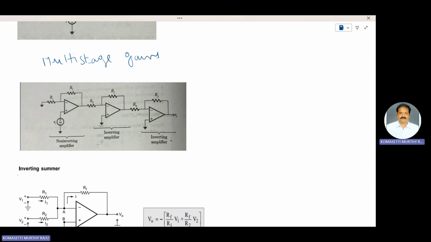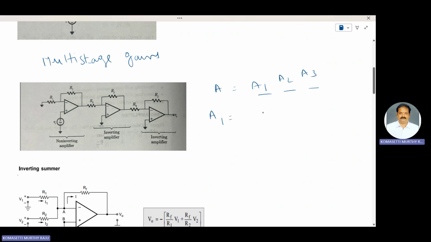Third stage is also an inverting amplifier, input is applied to the negative terminal of the op amp. Therefore, overall gain, multi-stage gain, means A is equal to A1 into A2 into A3. When a number of stages are connected in series, the overall gain is the product of individual stage gains. That is, A1, A2, A3 are individual stage gains.